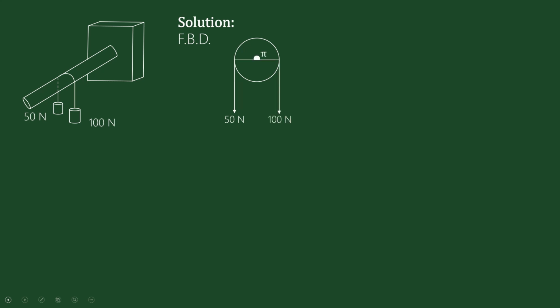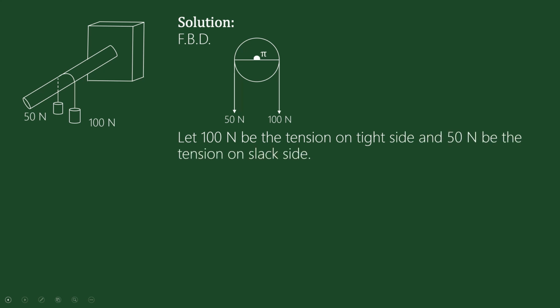From the figure it is very clear that the pulley is in contact with the belt for half of the circle, means a semicircle, and the angle of the semicircle is pi. And now here T1 and T2 we have to select. So, let 100 Newton be the tension on the tight side, it has to be, since it is greater than 50 Newton, and 50 Newton is the tension on the slack side. So, naturally T2 is equal to 100 Newton and T1 is equal to 50 Newton.